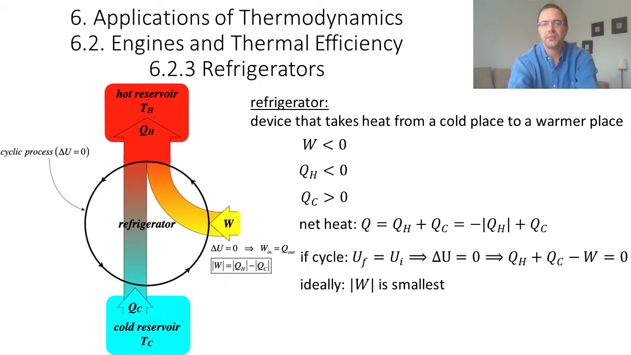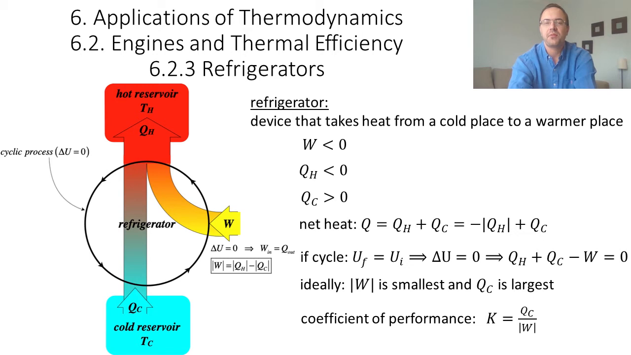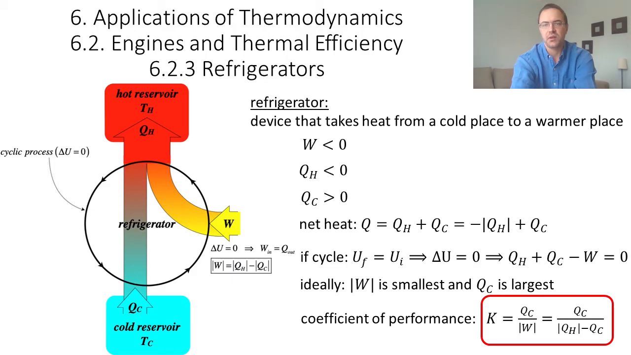Now, ideally, for the best refrigerator, you want the work to be the smallest, that is the smallest consumption of energy, and you want QC to be the largest, right? So the refrigerator takes the largest amount of heat from the cold place. So we define a coefficient of performance, K, as the ratio of QC over the absolute value of W. So the smallest work required will increase the coefficient of performance, and the largest heat removed from the cold place will also increase the coefficient of performance. And since the absolute value of W is equal to the absolute value of QH minus QC, then we can rewrite the coefficient of performance K as QC divided by the absolute value of QH minus QC.